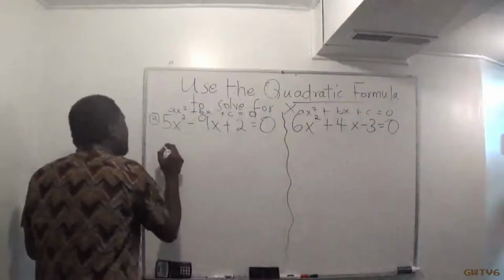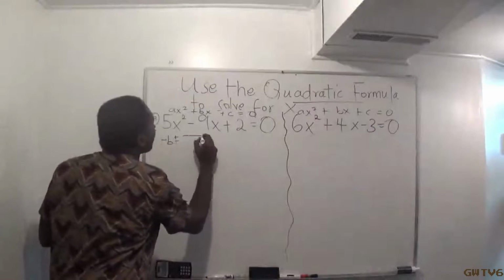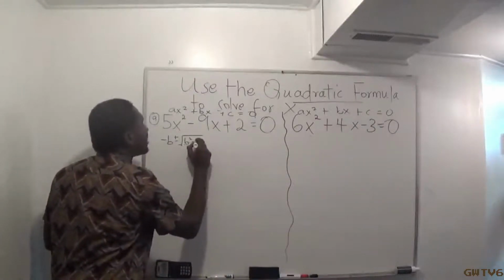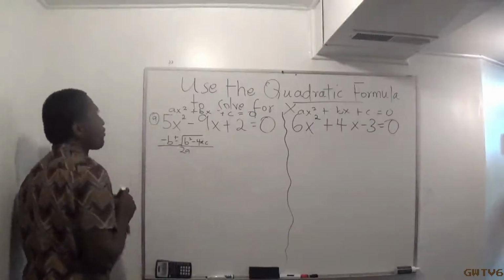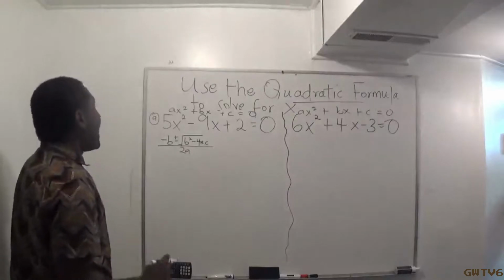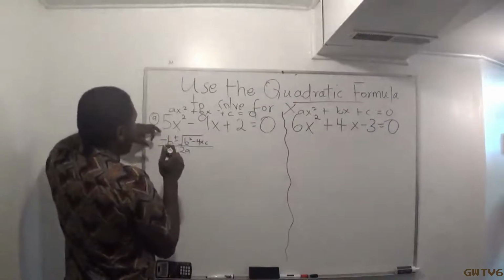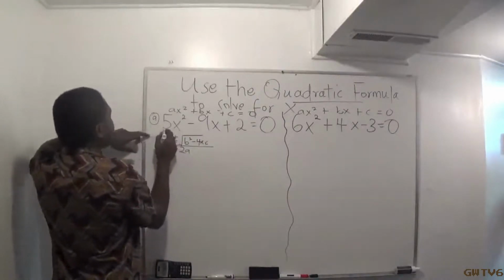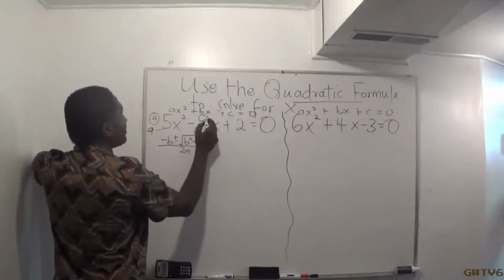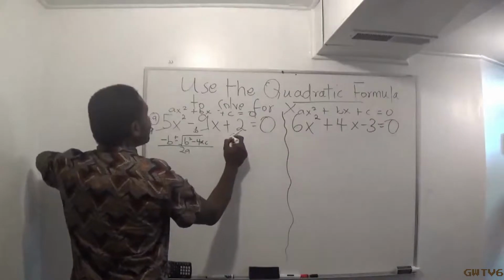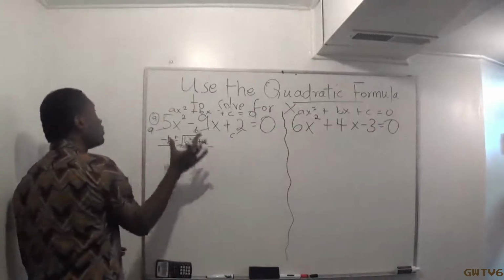And the quadratic formula I remember is negative b plus or minus the square root of b squared minus 4ac, the whole thing over 2a. That is the quadratic formula. Since this is in this form, my a is the first one. So this is my a, the negative 9 is my b, and the positive 2 is my c. So I'm going to plug those numbers into the quadratic formula.